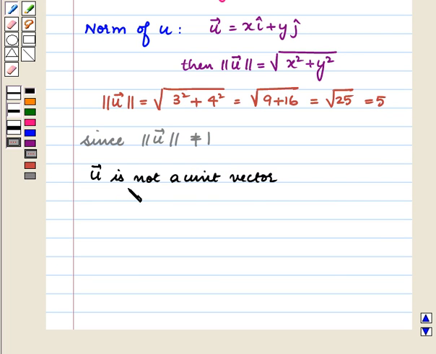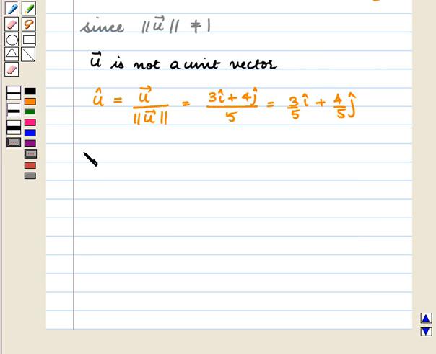So we will make it a unit vector. So unit vector of u, that is u cap, will be equal to the vector u upon norm of vector u, which is equal to (3 i cap plus 4 j cap) upon 5, which is equal to 3 by 5 i cap plus 4 by 5 j cap.